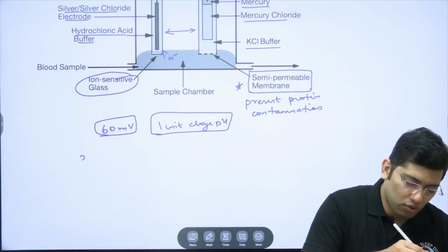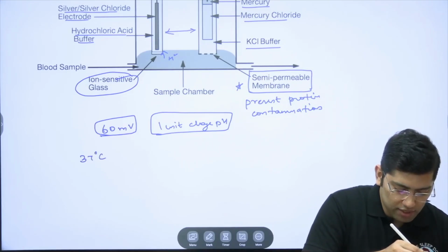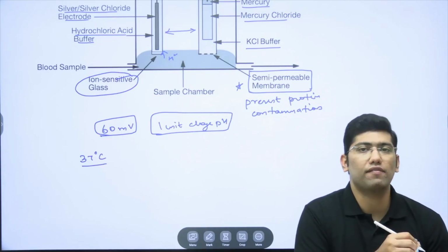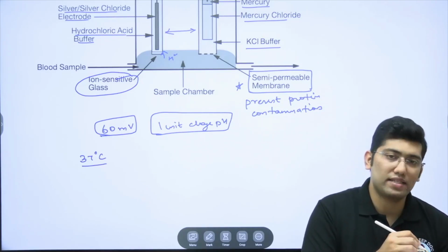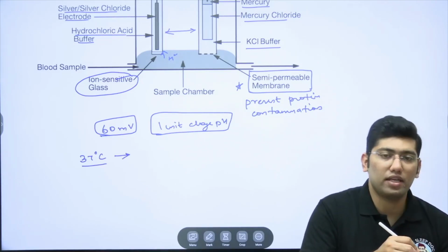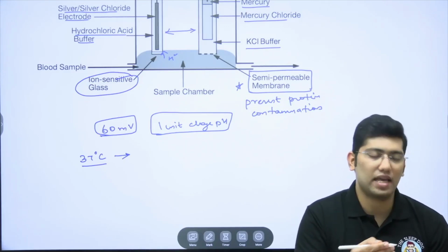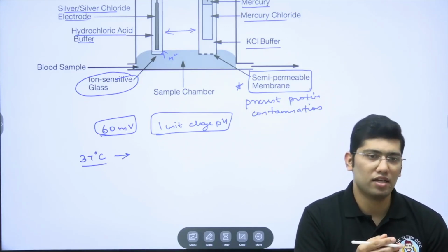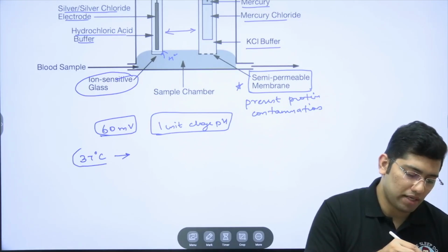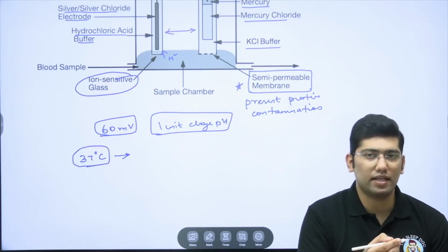And a point to be noted is this electrode has to be maintained at 37 degrees centigrade. Now, why is that? As the temperature increases, we know the association and dissociation of acids and bases increase, right? So, for that reason, this has to be maintained at 37 degrees centigrade.